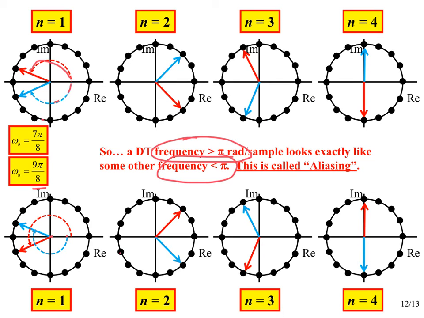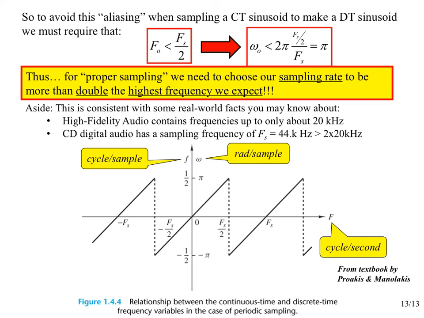So it's impossible to tell apart a discrete time sinusoid with a frequency of 7 pi over 8 from a discrete time sinusoid with a frequency of 9 pi over 8. And there are other combinations that are also indistinguishable. I encourage you to try to play around and find other ones for which that will be the case. Okay, one more slide and then we'll finish up.